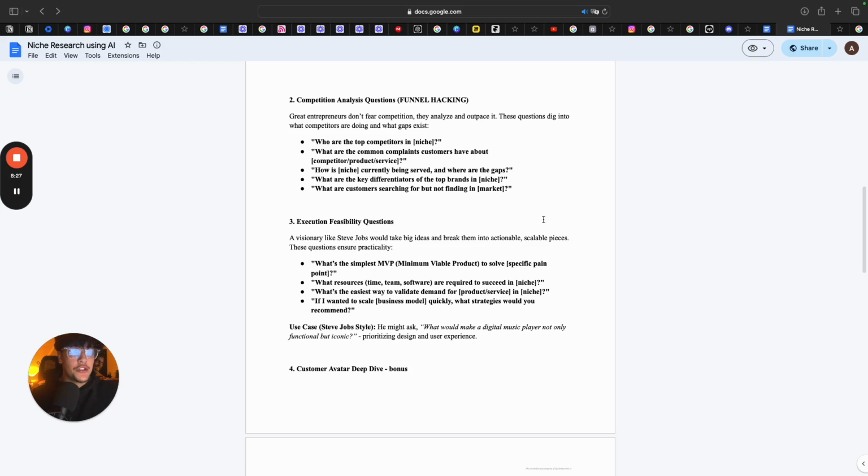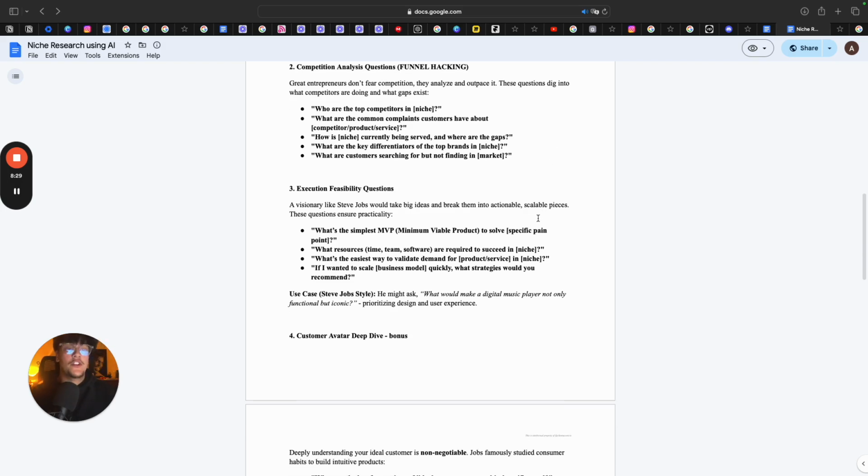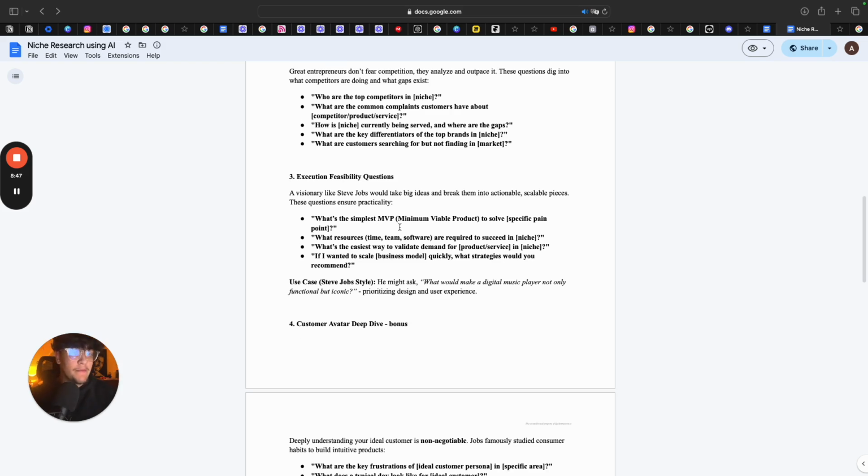Now, execution feasibility questions. A visionary like Steve Jobs would take big ideas and break them into actionable, scalable pieces. These questions ensure practicality. What's the simplest MVP, a minimal viable product, to solve the specific pain point? What resources, time, team, and software are required to succeed in the niche? What's the easiest way to validate demand for the product or service in the niche? If I wanted to scale the business model quickly, what strategies would you recommend?